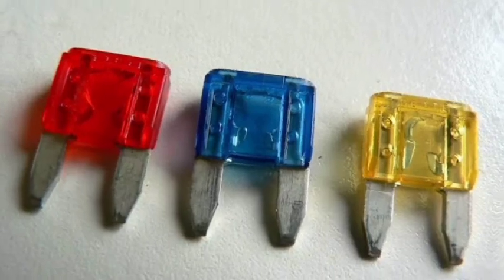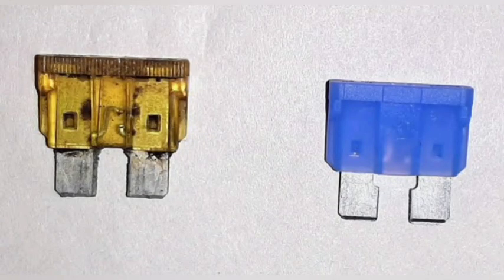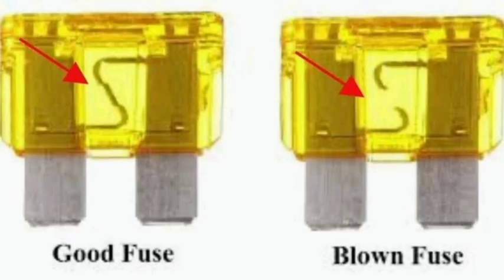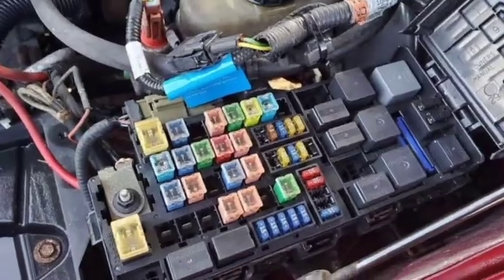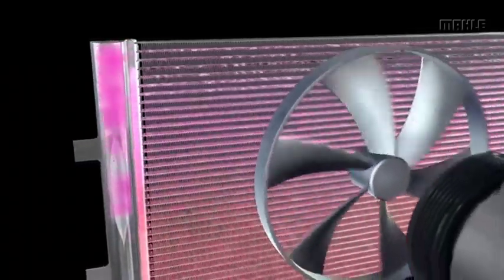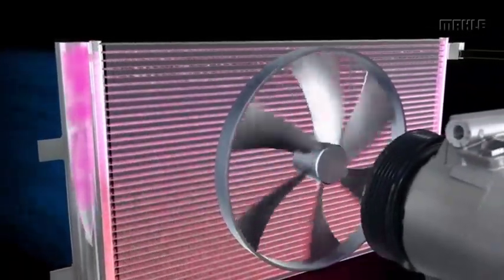3. Blown fuse. Why it happens: the AC system is powered by fuses, and if one blows, the entire system might shut down. How to fix? Locate the fuse box. Check the owner's manual for the location of the AC fuse. Replace the fuse. If the fuse is blown, swap it with a new one of the same rating. Make sure the fuse is appropriate to avoid electrical issues.